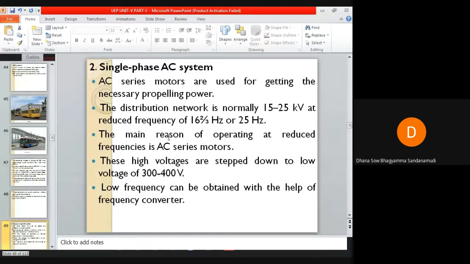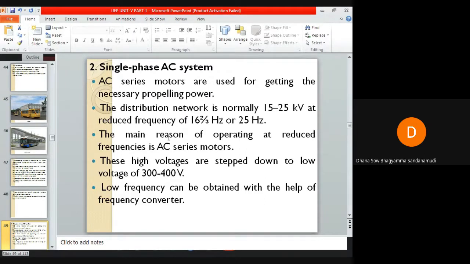Next is the single phase AC system. In this system of track electrification, AC series motors are usually used for getting the necessary propelling torque. For vehicles which use single phase AC supply, AC series motors are preferred.